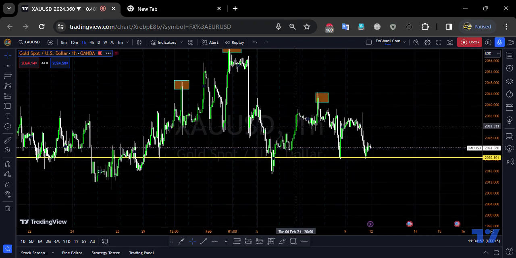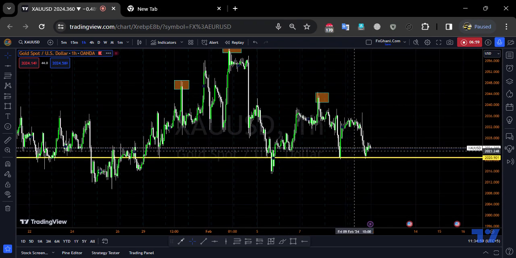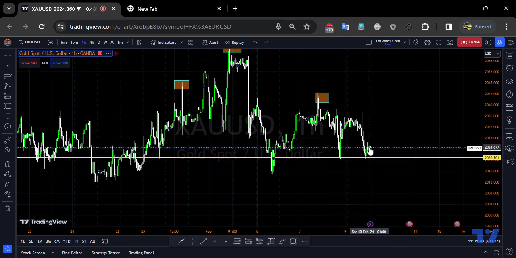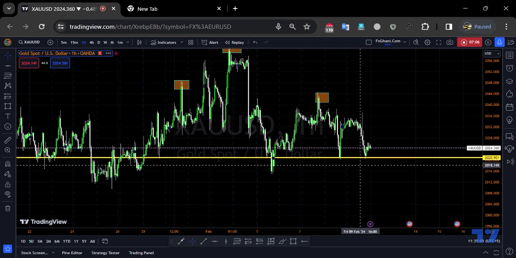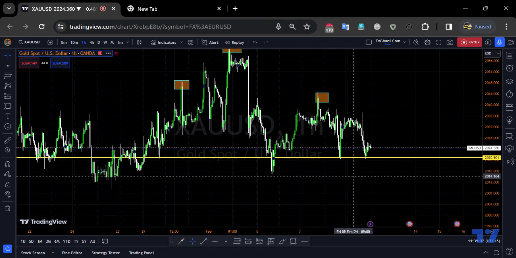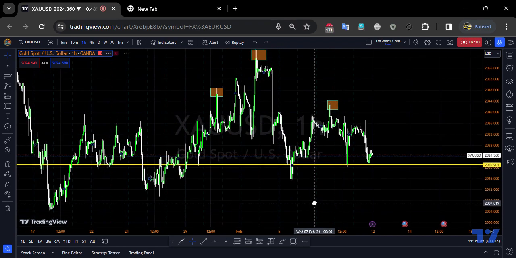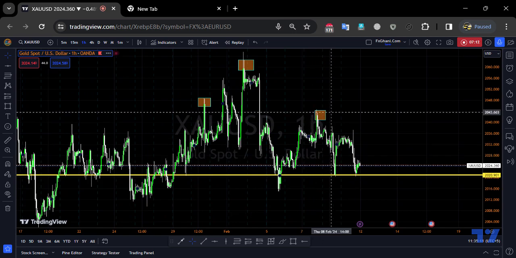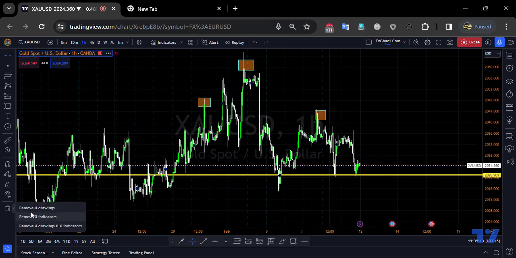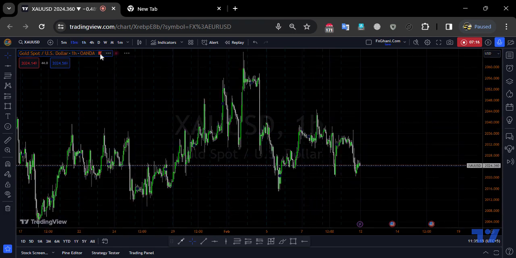That's why price is doing this, just to get rid of retail traders, and then price will go downward. So this is our pattern in the H1 time frame. It's a very powerful pattern.